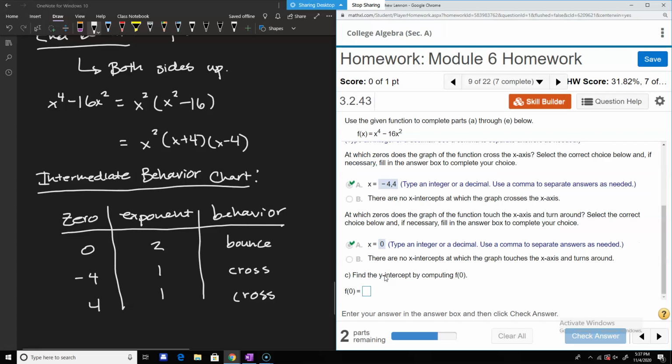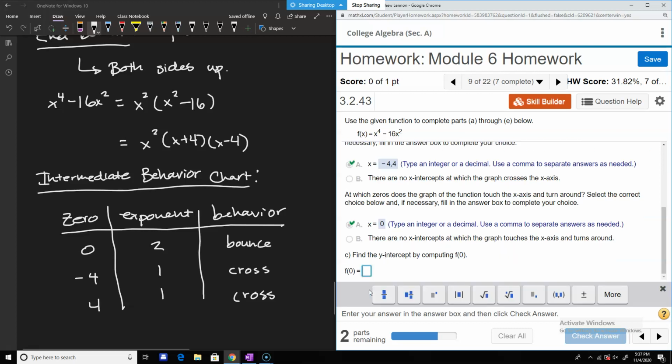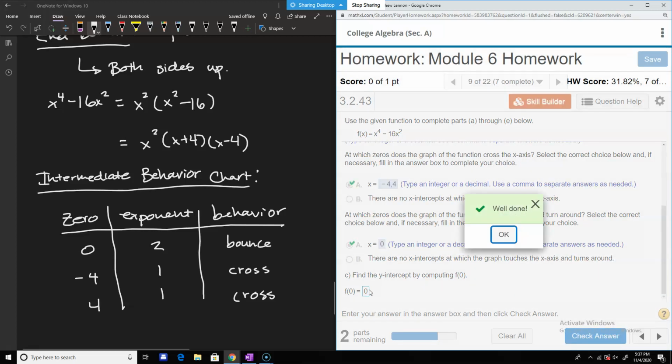Find the y-intercept. Well, if you plug 0 into that, both terms have an x, so plugging in 0 for x results in 0. Does that make sense? 0 to the 4th minus 16 times 0 squared comes out to 0. So the y-intercept is just 0. The y-intercept of a polynomial is always its constant term. Whatever regular number you see there not multiplied by x, that's going to be the y-intercept. Because this one has no constant term, the y-intercept is 0.